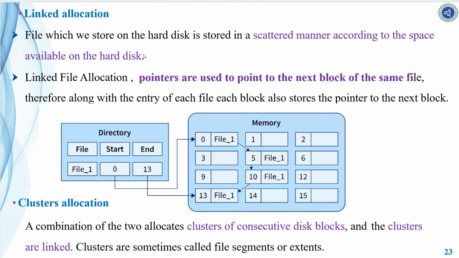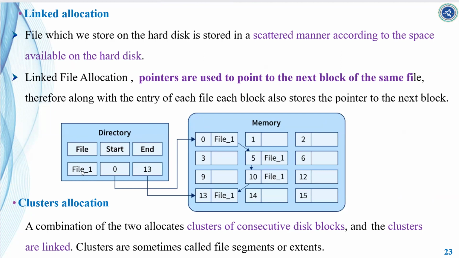Next one is the linked allocation. Linked allocation means it is not necessary that the files be stored in an order. They will be in a scattered manner according to the availability of space in the disk. Therefore, in order to keep track, there will be some pointers. The pointers are used to point to the next block of the same file.